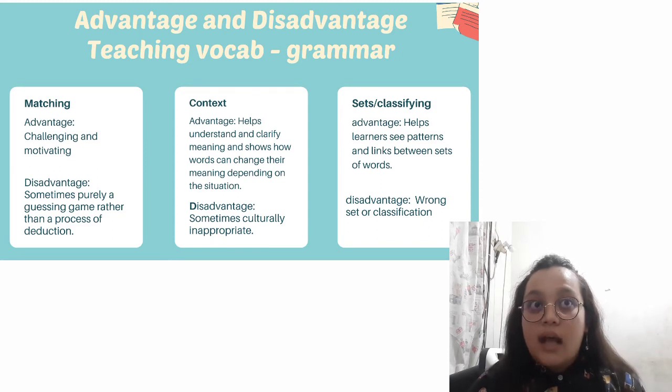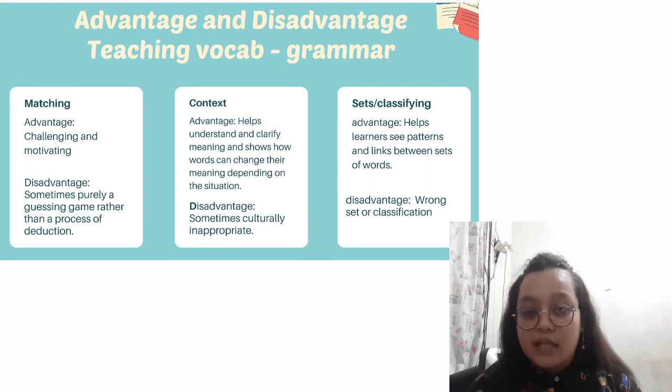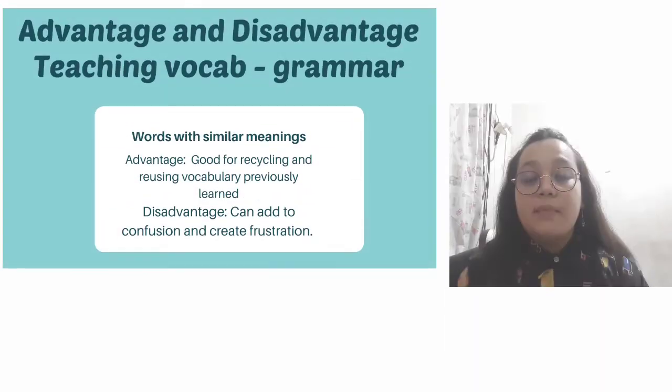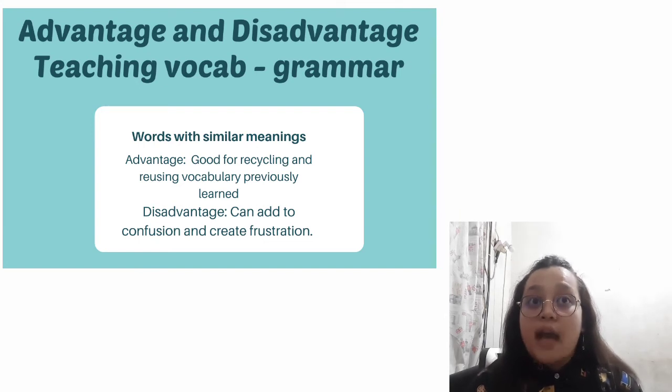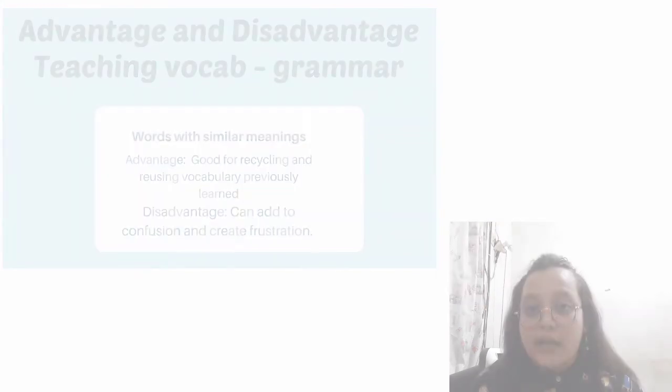Number 6. Advantage: helps learners see patterns and links between sets of words. Disadvantage: wrong set or classification. Number 7. Words with similar meaning. Advantage: good for recycling and reusing vocabulary previously learned. Disadvantage: can add to confusion and create frustration.